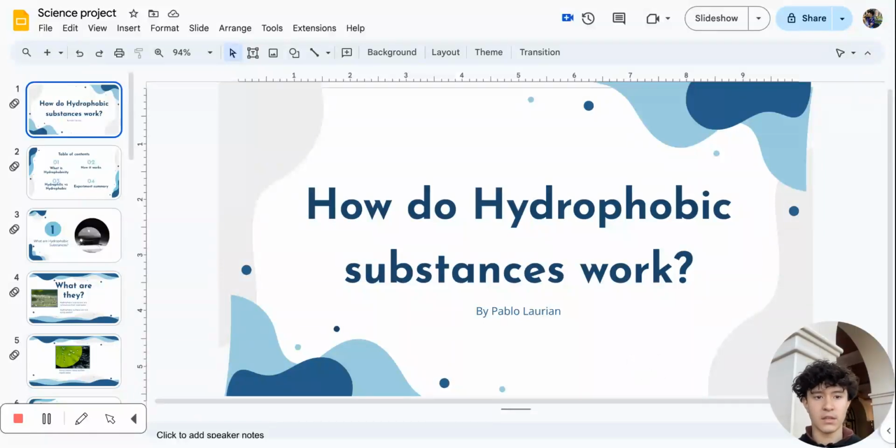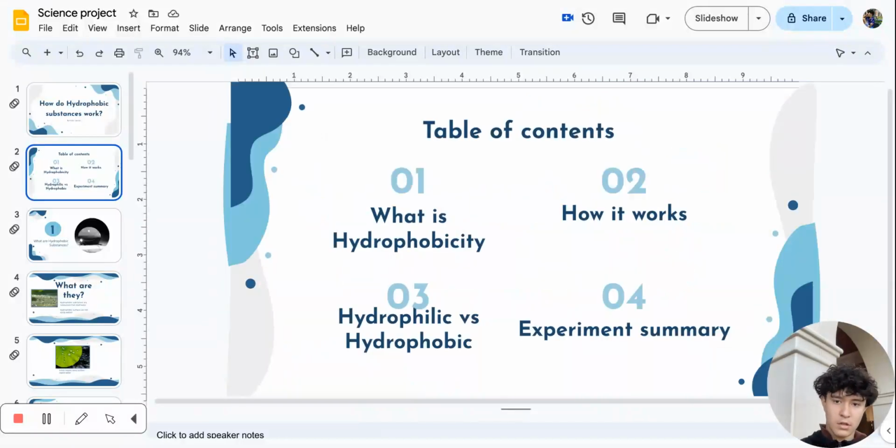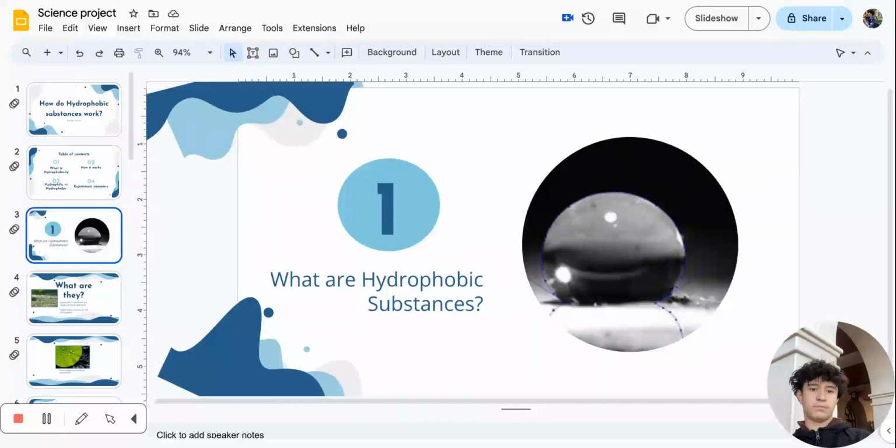How do hydrophobic substances work? So first, we're going to start off with what is hydrophobicity? How does it work? We're going to talk about the difference between hydrophobic versus hydrophilic, and then we're going to have a summary of my experiment.